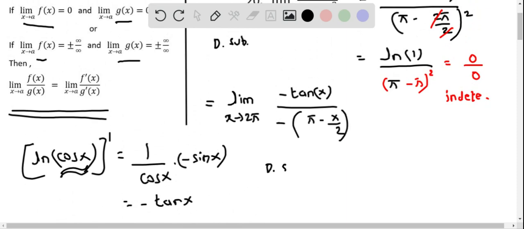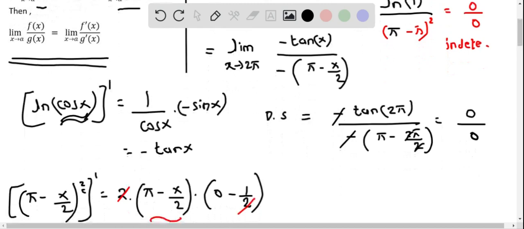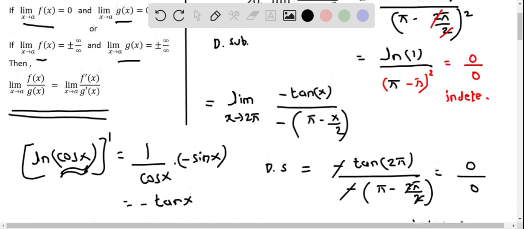We can do the direct substitution here. We let x approach 2 pi. So therefore this becomes negative tangent of 2 pi over negative of pi minus 2 pi by 2. Tangent of 2 pi is 0, so this becomes 0, and this negative and negative will get cancelled. And here once again we get pi minus pi, so once again we get 0 in the denominator, that is 0 by 0. This is also another indeterminate form. So which means we can apply L'Hopital's rule one more time.